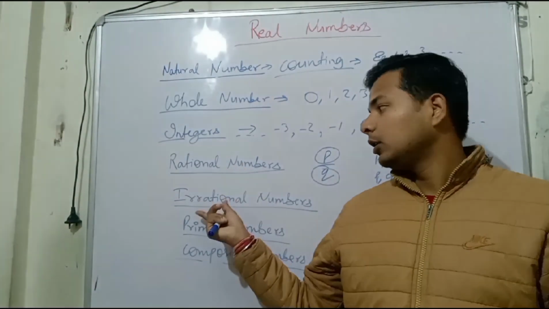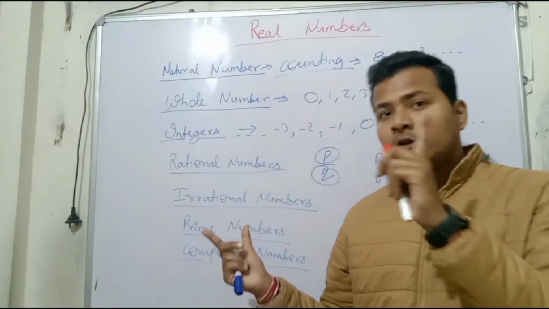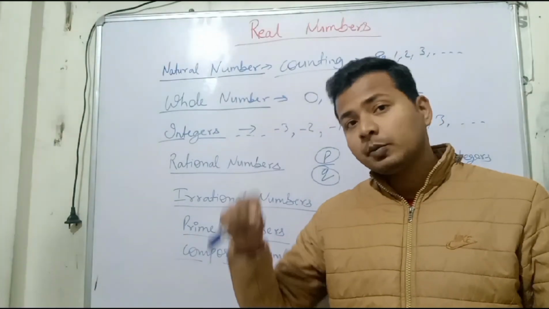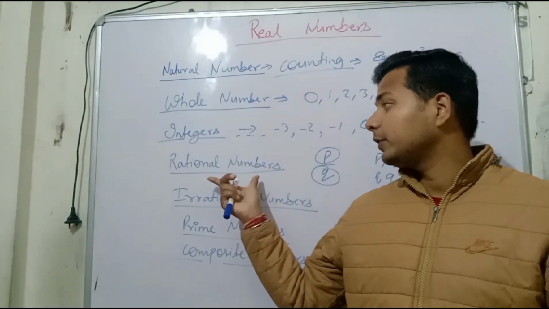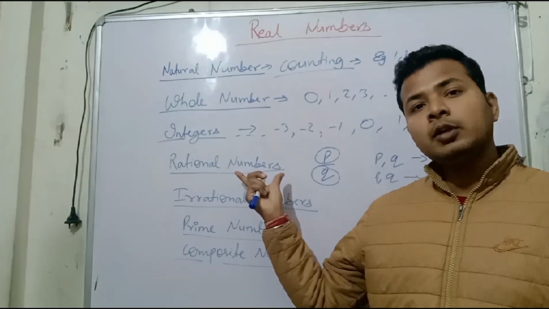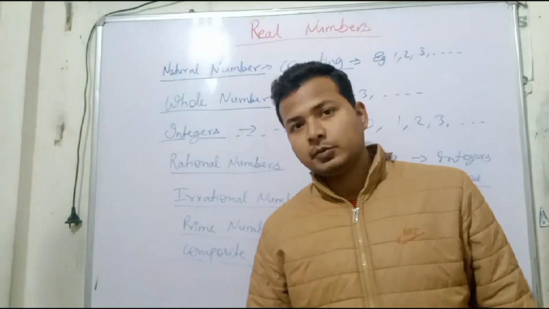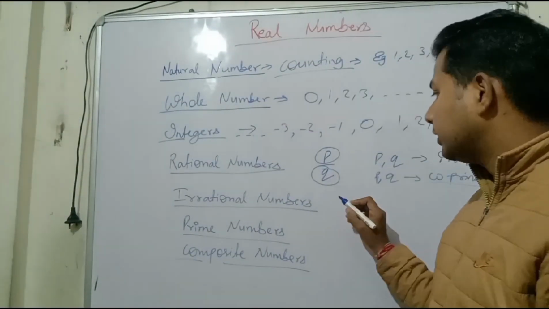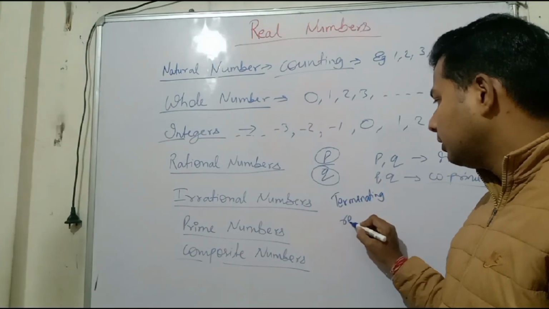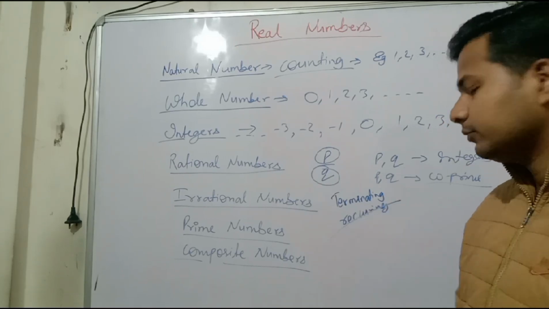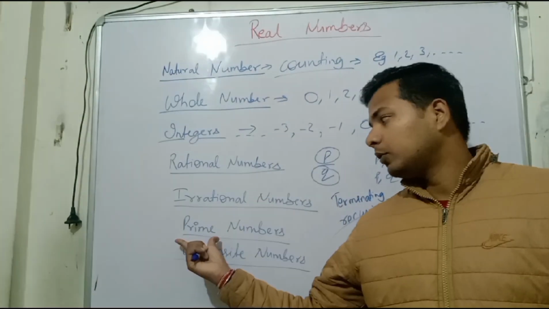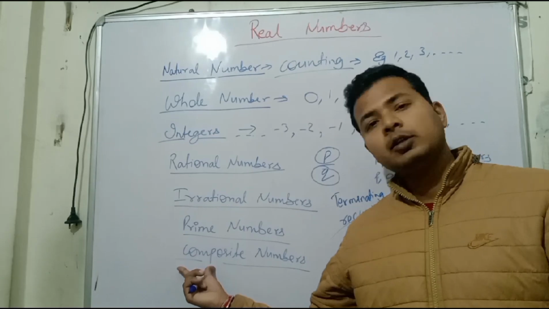Similarly, in this definition we have specified non-terminating and non-repeating. So we can say all the numbers whose decimal expansion is terminating, or terminating and recurring, are known as rational. So we have got two words, that is terminating and recurring. Is it clear?